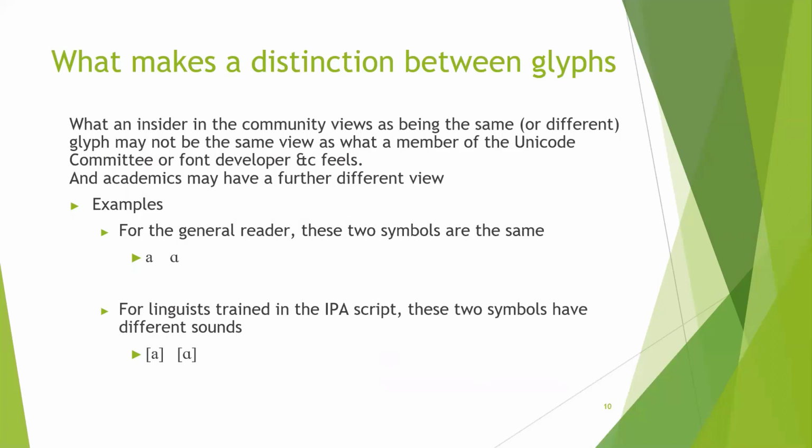I just want to make a point before handing over to Craig about the difference between different views of the same glyphs. So what insiders in the community feel as being the same or different may not be the same as what members of the Unicode committee or font developers feel, and academics may have a further view. So, as an example, these two symbols for the general reader are regarded as the same. One is the italic version of the other. But for linguists trained in the IPA script, these two symbols have different sounds. The first one is a more front vowel, a bit more like ah, perhaps. The second one is a back vowel, a bit more like or something like that.